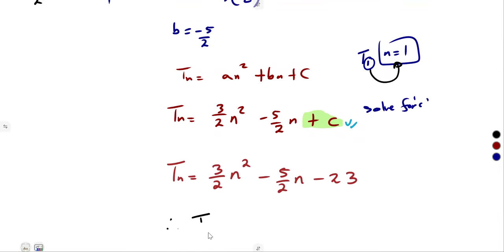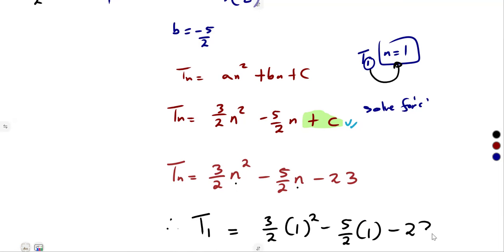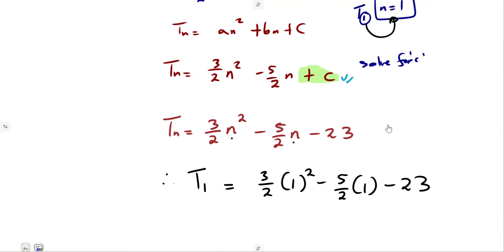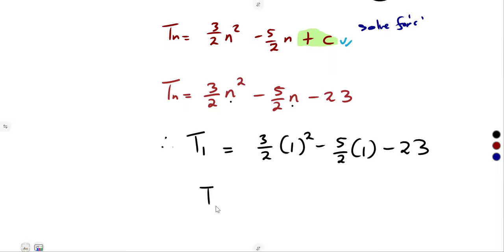So T1 is equal to: in place of n, you put a 1 there. So this is 3 over 2 times 1 squared minus 5 over 2 times 1 minus 23. We substitute as it is. You can even simplify directly with your calculator. Just use your calculator directly, and you are going to obtain negative 24.